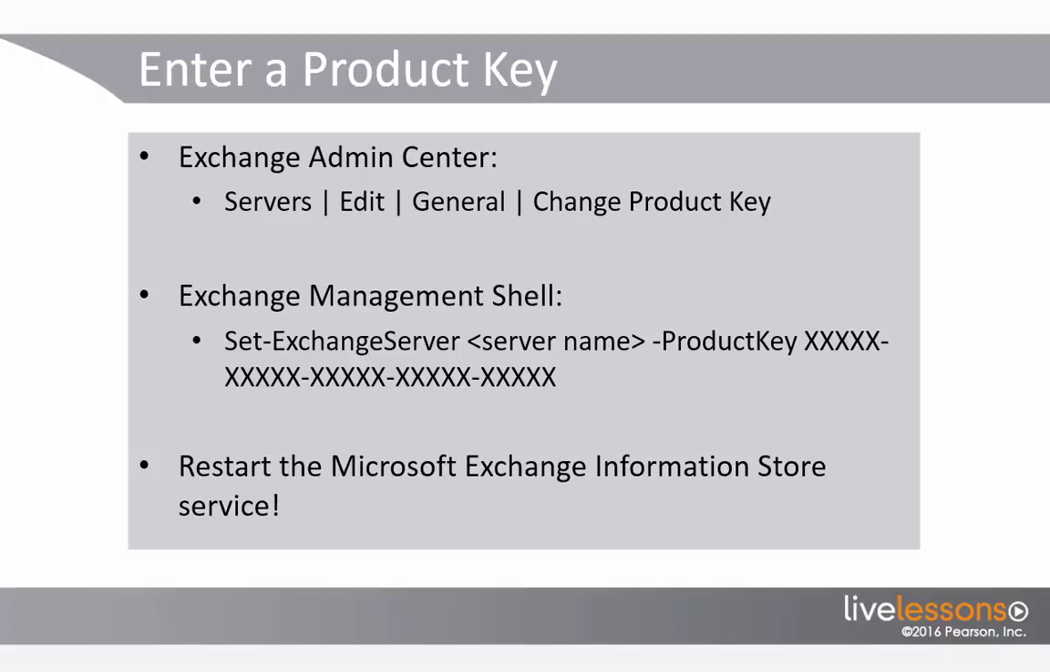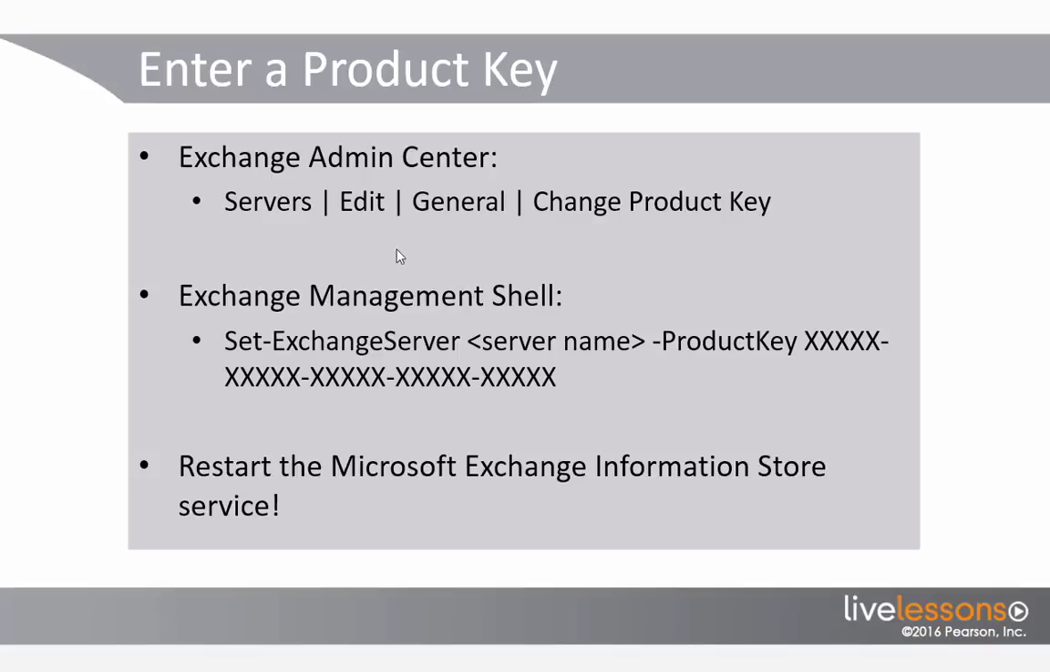If you're going to use the Exchange Management Shell, enter the Set-ExchangeServer cmdlet, followed by the name of your Exchange server, and then use the -ProductKey switch, and then just type your product key. It's pretty simple to do. Now, in the Exchange Admin Center, you're going to go to Servers, and then select your server and click Edit, and then go to General, and use the Change Product Key option. I'll show you what this looks like in just one second.